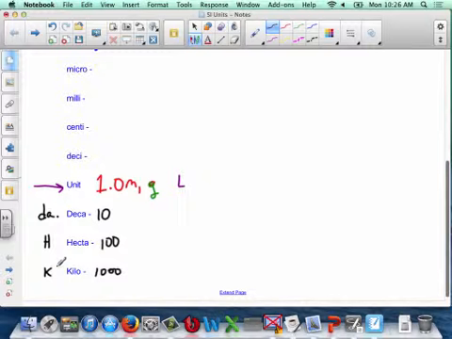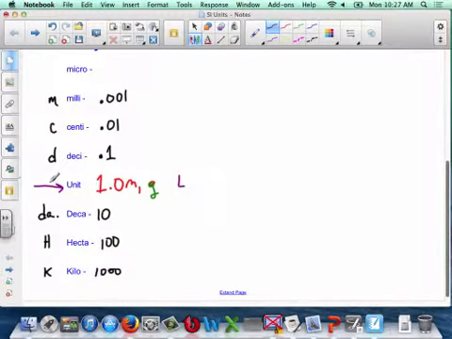So now let's go the other direction. We're going to get smaller. Think about deci, as in decimal. 1/10, so that's 0.1, represented with the lowercase d. These are all your prefixes. Centi: think century, cents. Centi is 0.01, or 1/100, and that's represented with the lowercase c. Milli, of course, is 0.001.